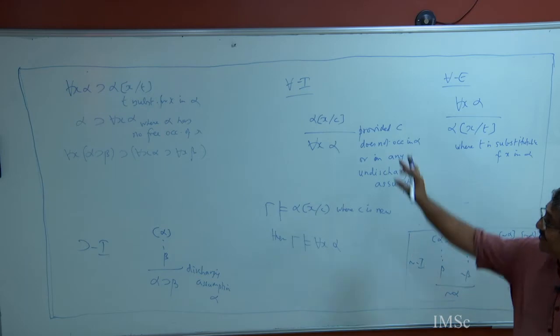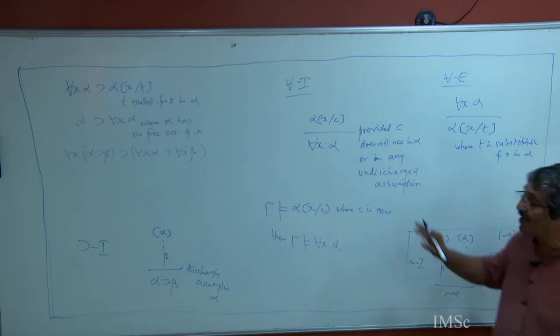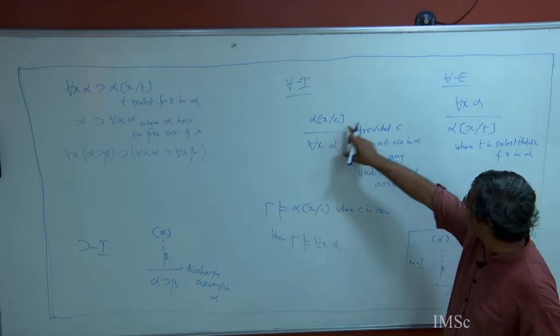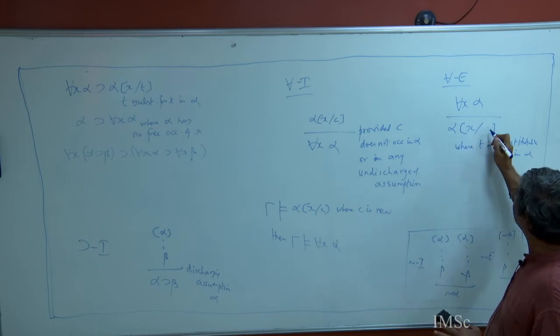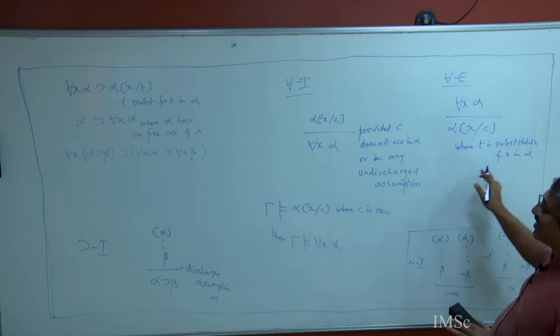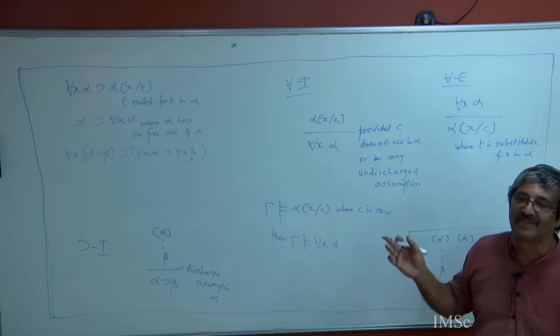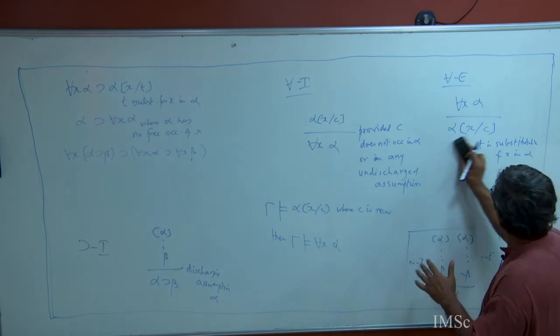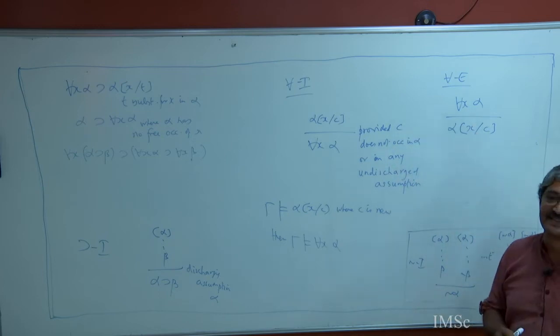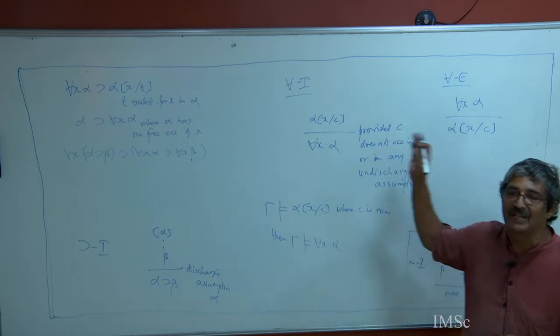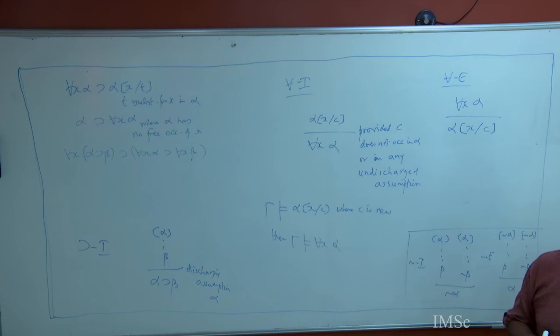And usually this is what is not well understood. So many authors, for symmetry, would write it with C, and then you don't have to worry about t being substitutable for x in alpha and so on. Remember, a constant is always substitutable, so you don't have to write it. So they'll just write this. This is typically the form in which natural deduction is stated. Is it clear?